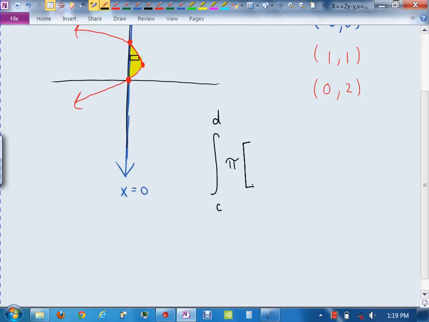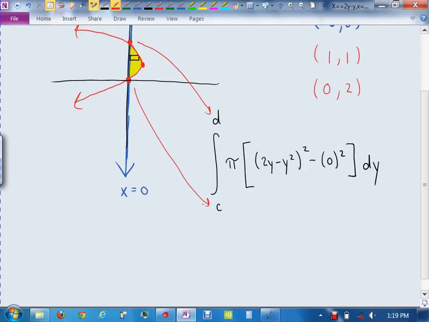So the outer one here for me was 2y minus y squared, minus the inner one, which is just 0, squared, and then dy. And then our limits of integration, our d is the top one, our c is the bottom one, which are 0 and 2. So it should be 0 here and 2 there. And that's the basic setup for the integral.